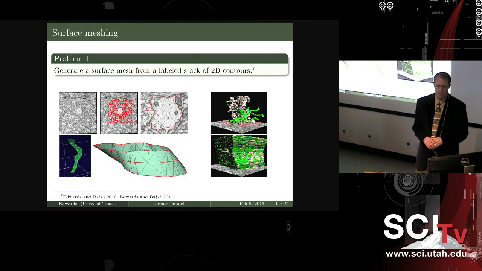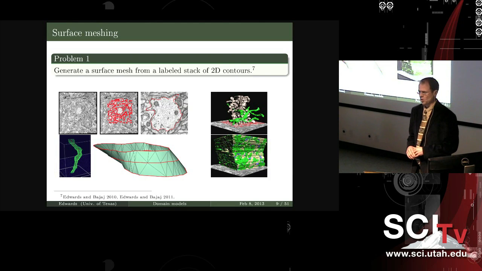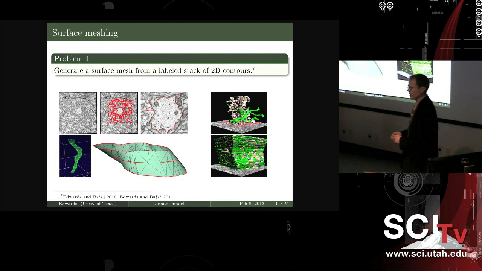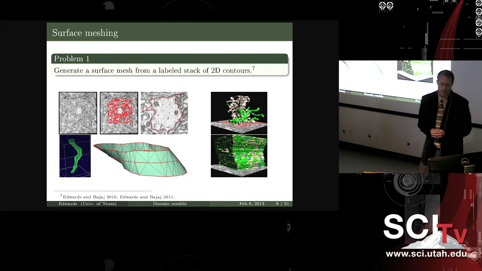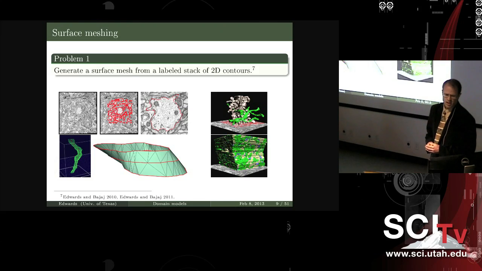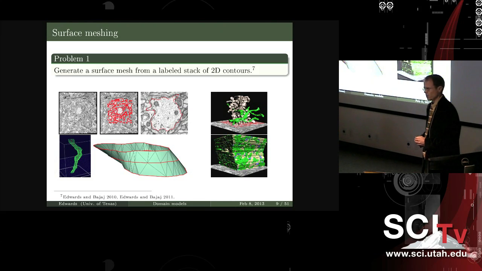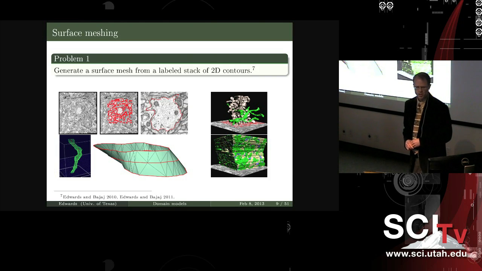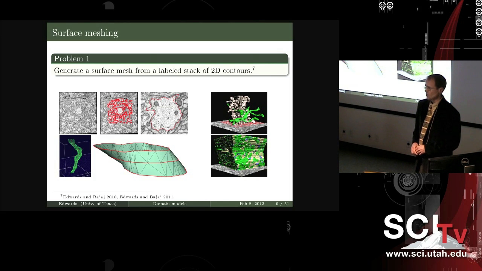So on the top left, you see a typical electron microscopy image of a cross-section of a rat brain. And our collaborators at the Center for Learning and Memory at UT have traced out the cross-sections of the various neuronal parts, so the dendrites and axons. And that's our starting point. In the lower left, you see how these stack up, the stacks of contours. And what we want to do is interpolate through those contours and fit a surface to them.